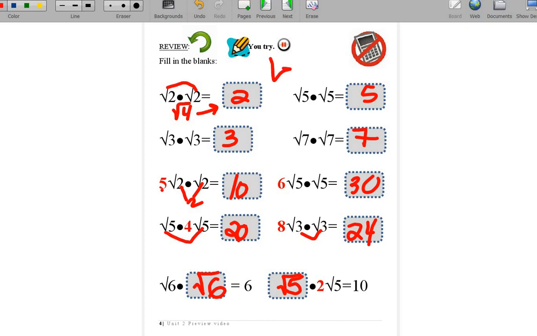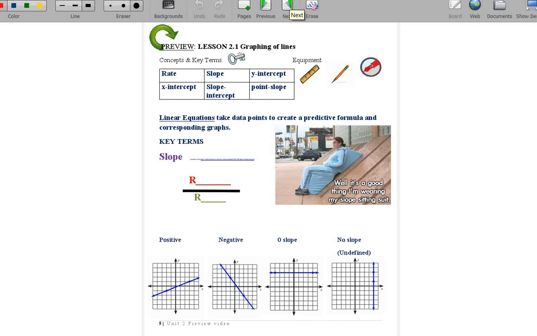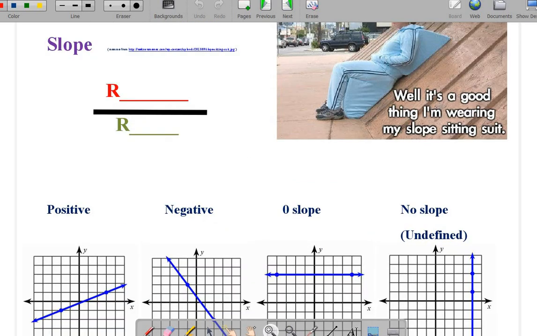If you got that correct, big star. If you got it wrong, make note of what you got wrong. Today we're going to probably be reviewing something that you have seen before, which is the graphing of lines. We're going to move kind of quick, assuming that you've seen this before.